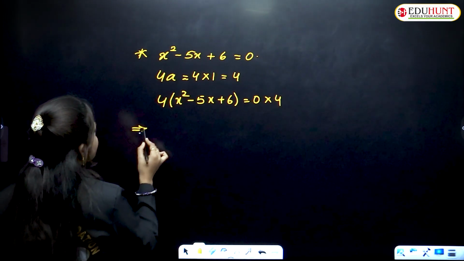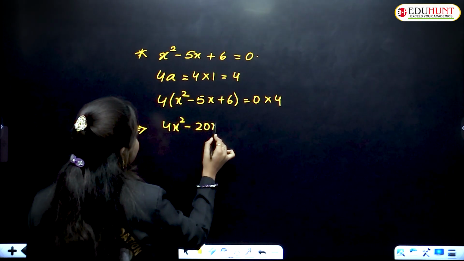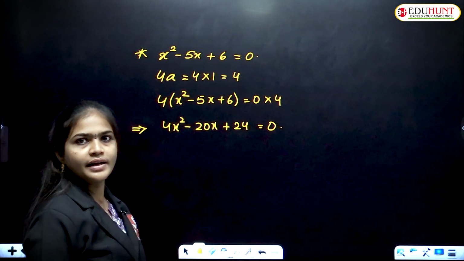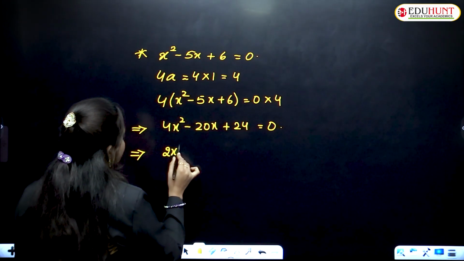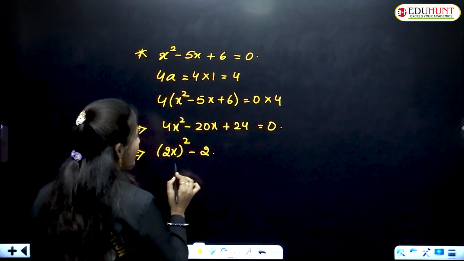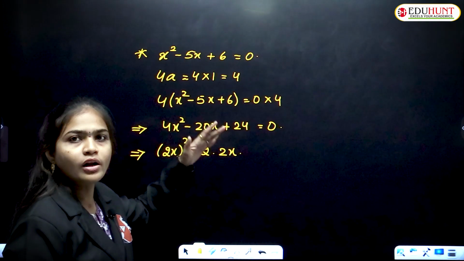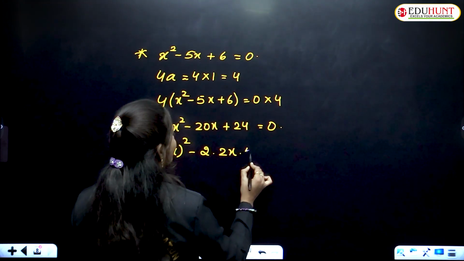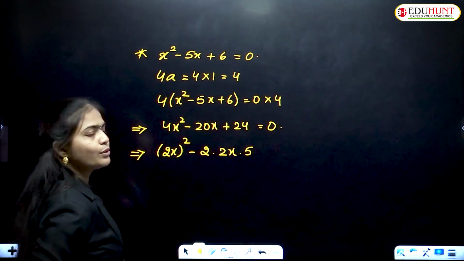Okay, so the next step is 4x square minus 4 into 5, 20x, plus 4 into 6, 24, which is equal to 0. Understand? From this, 4x square we can write as 2x whole square minus, here 20 we can separate: 2 into 2x, so 2 into 2 is 4. Out of 20, already 4 is completed. So 4 into how much is equal to 20? 4 into 5 is 20. So 2 twos are 4, 4 fives are 20, into x is equal to 20x.